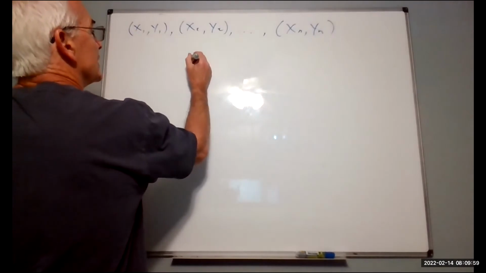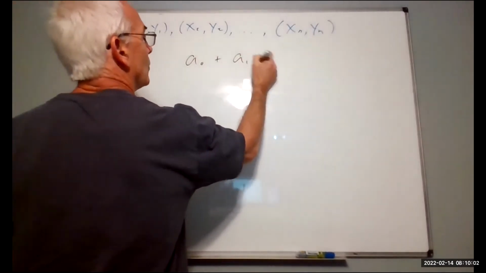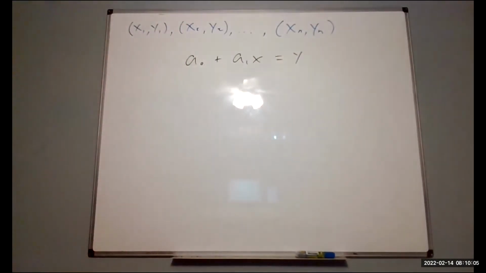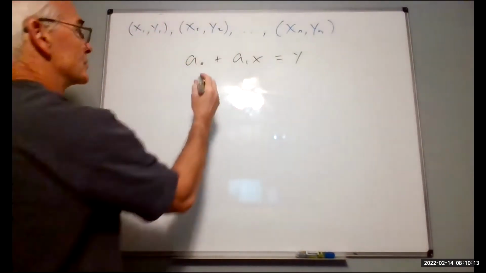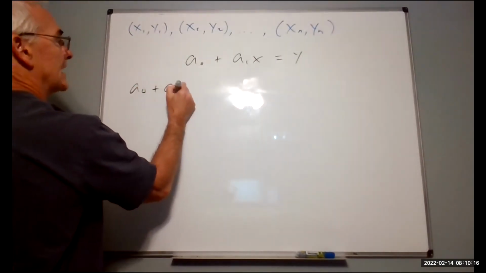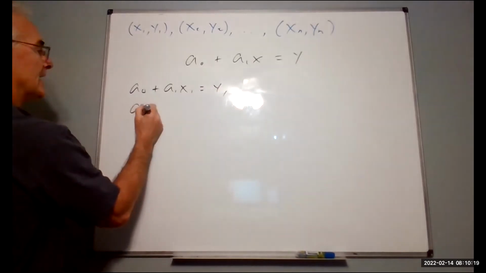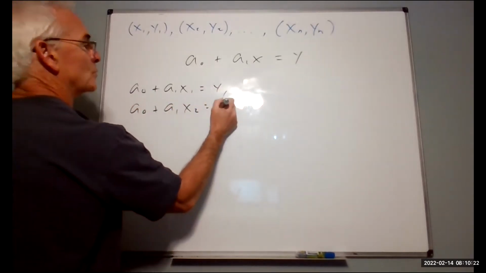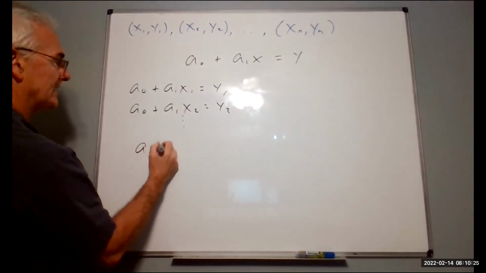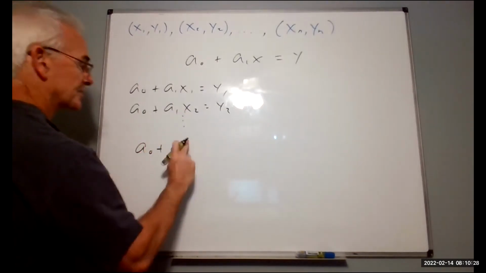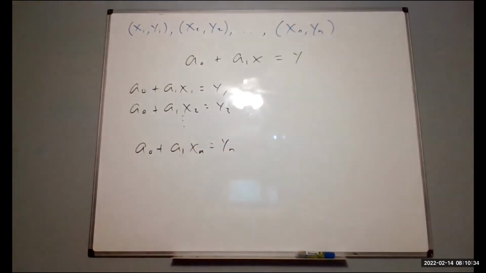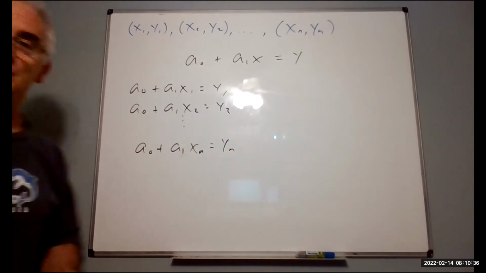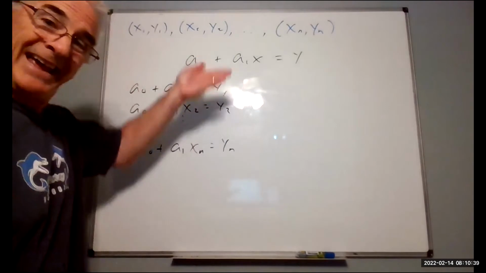So I want to find a line that looks like this. A0 plus A1X equals Y. Now, when I do this, I'm going to get a system of equations. In fact, what I'm going to do is replace the X and the Y with these ordered pairs right here. So the first one would look like A0 plus A1X1 equals Y1. Then A0 plus A1X2 equals Y2. All the way down A0 plus A1Xn equals Yn.